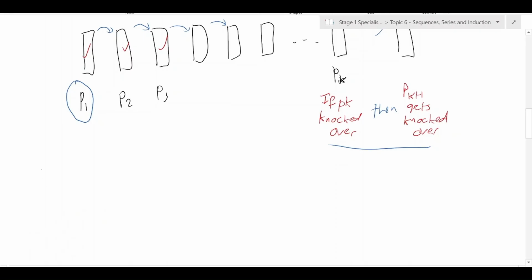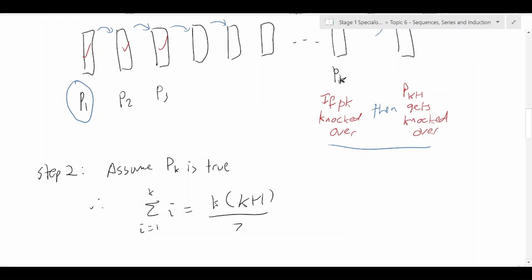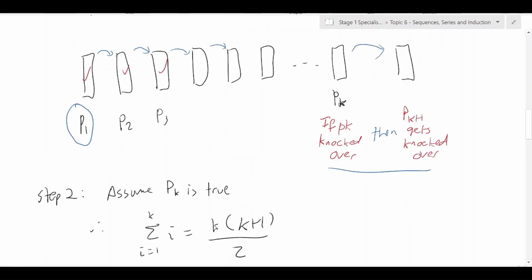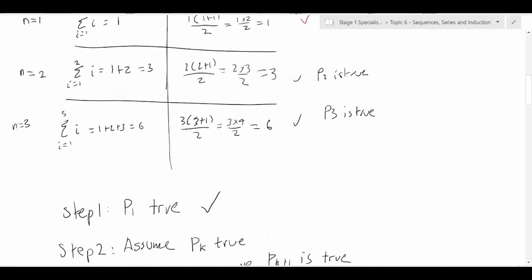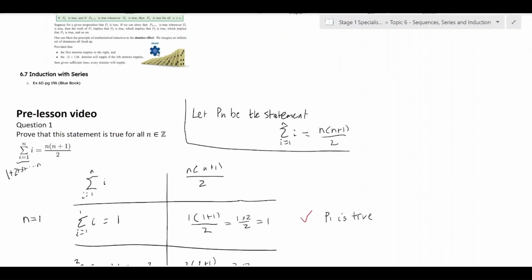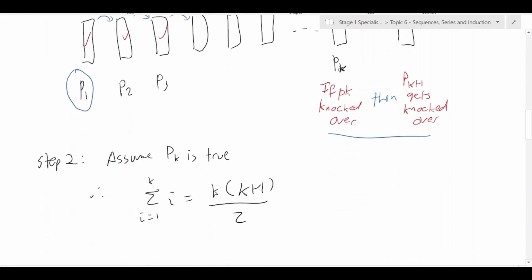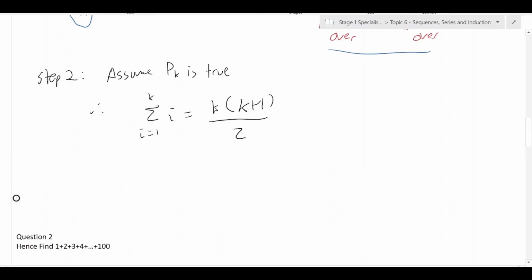So we're going to take step 2 here. Assume Pk is true. Therefore, and we'll write out what that means, the sum from i equals 1 to k of i equals k(k+1)/2. Now, you'll notice that this statement is exactly the same as this Pn statement here, only you've got k instead of n. That's just always what you do. All right, so step 3 will be to prove that Pk+1 is true.